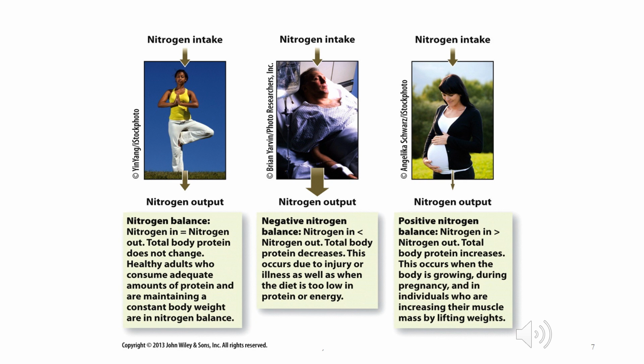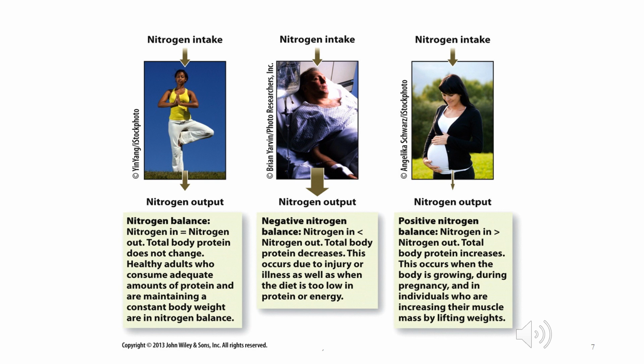The first picture is an example of when your body is in nitrogen balance. This means that nitrogen intake equals nitrogen output. This indicates that the amount of protein being synthesized is equal to the amount being broken down. The second picture is an example of negative nitrogen balance, or when nitrogen intake is less than nitrogen output.